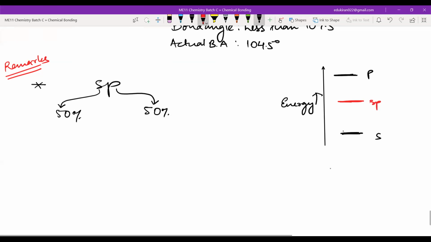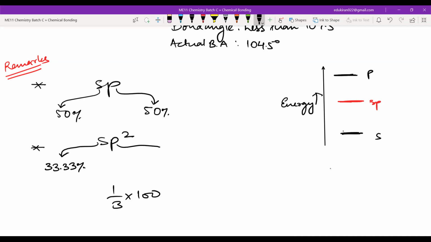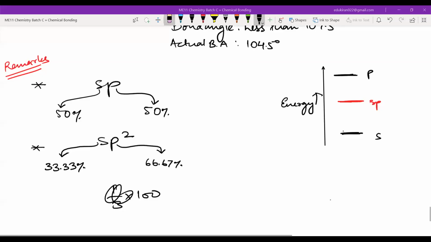Then you can have sp2. In this, the s character is 1/3, which means 33.33%. Multiply 1/3 into 100 and see how much you get. And the p is 2/3 into 100, which is 66.67%. If you're wondering why it is 66.7 and this one 33.3, it is just due to the approximation.